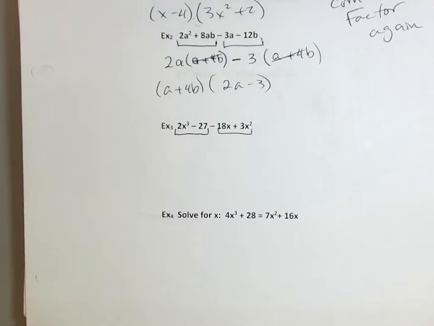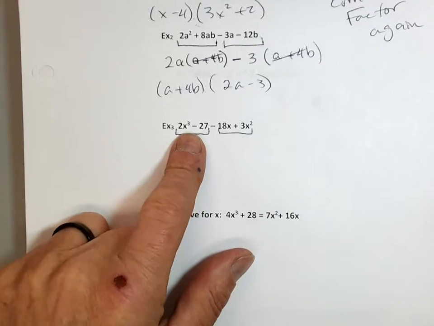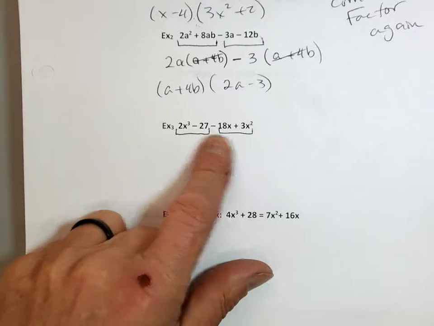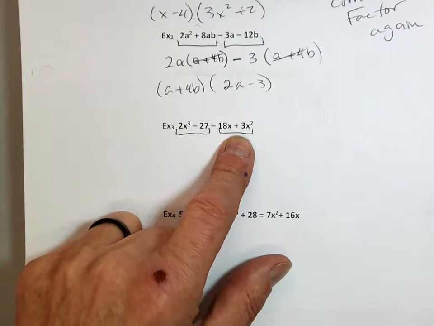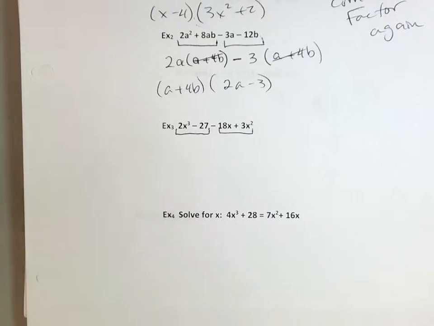Could you combine the 2x cubed and the 3x squared? Way ahead of me. Thank you. Now, Derek already saw something. These don't have anything in common, do they? These two, well, they kind of have some in common. So Derek had a great idea. Let's regroup them. Are you okay with regrouping them?